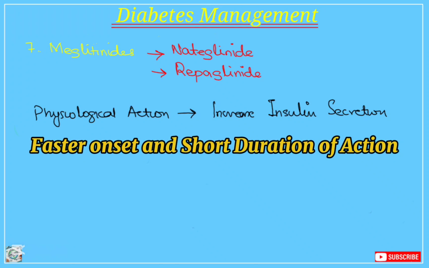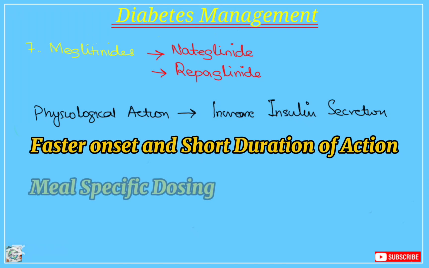Meglitinides are rapid acting, meaning that they start working quickly after you take them, but their effects wear off much faster compared to SUs. This makes them particularly useful for controlling the blood sugar immediately after meals. The second way in which they are different from the SUs is that, unlike the SUs, the meglitinides are typically taken just before meals, which allows them to target the post-meal blood sugar spikes more effectively.